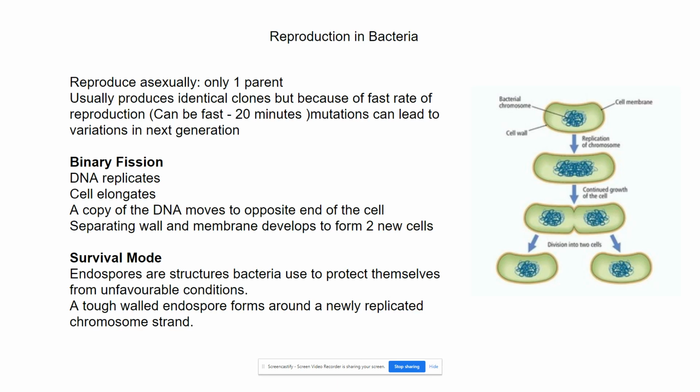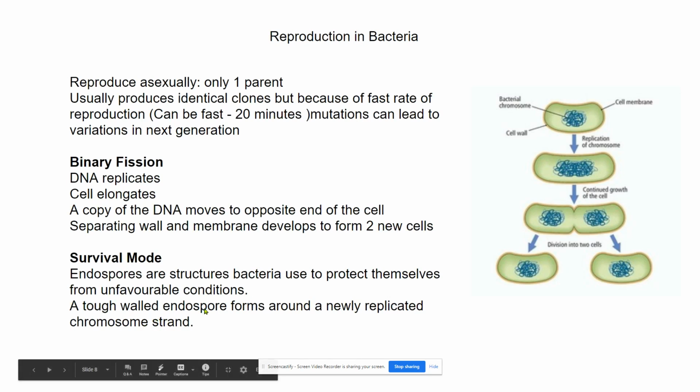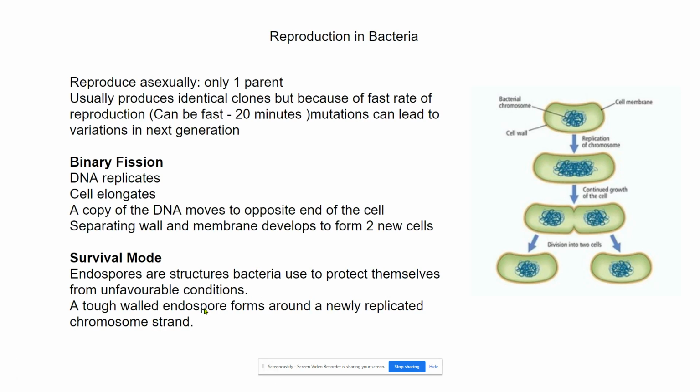So these are when we form endospores. Endospores are structures bacteria use to protect themselves from unfavorable conditions. An endospore is basically a tough wall that forms around a chromosome. And the endospore just becomes dormant. And it'll stay dormant until conditions become favorable again. The oldest bacteria have been extracted from sand sediment that was dated to 250 million years old. And the bacteria started growing again as soon as it was extracted from the sediment.